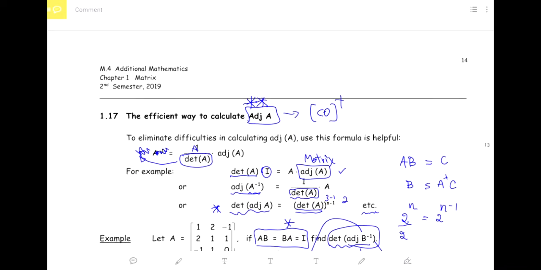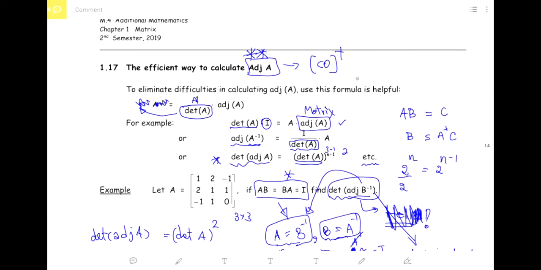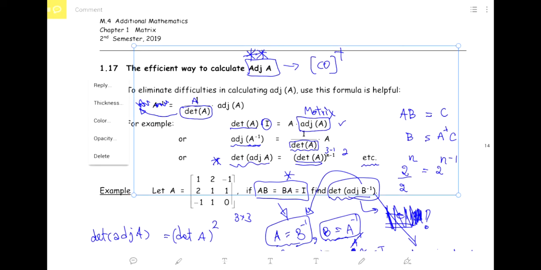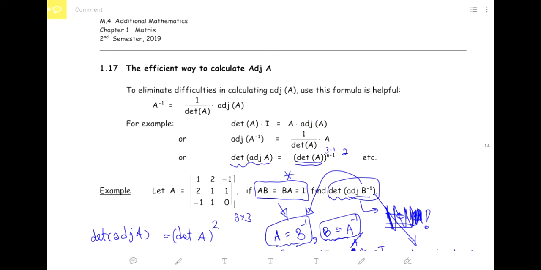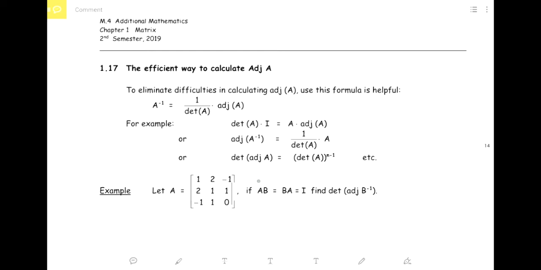Hey, this one. Efficient way to calculate for adjoint A. Oh, I wrote a lot yesterday, but there was no sound. Long time no sound, that's good. So delete it out. Yeah, delete it out. Okay, let's explain it.